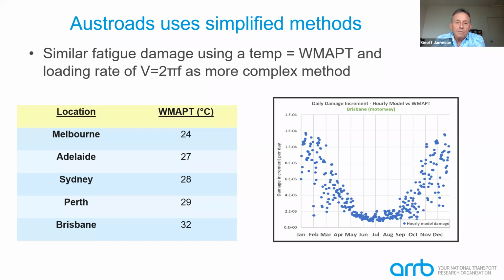So we've continued to use that simplified method because when we've done comparisons between the simplified method of using the WAMPT and the simplified loading rate where V equals 2 pi F, the damage calculations are fairly similar to more complex characterizations. So at this stage, we don't see any reason to go to a more rigorous method of calculating the damage.